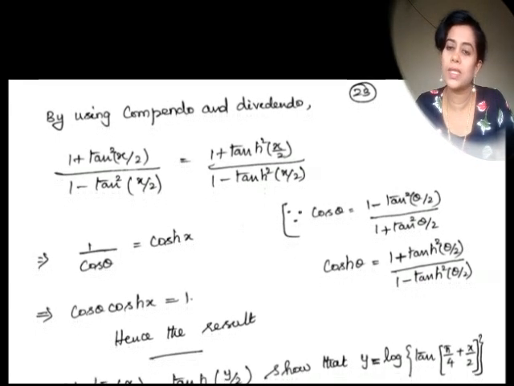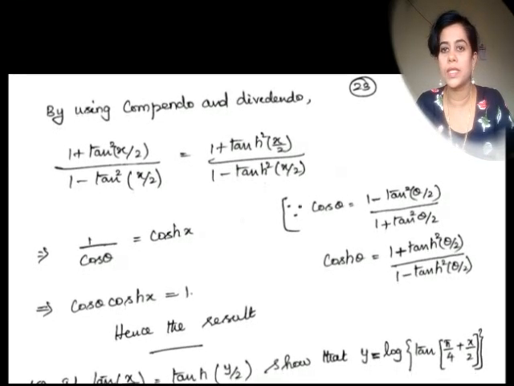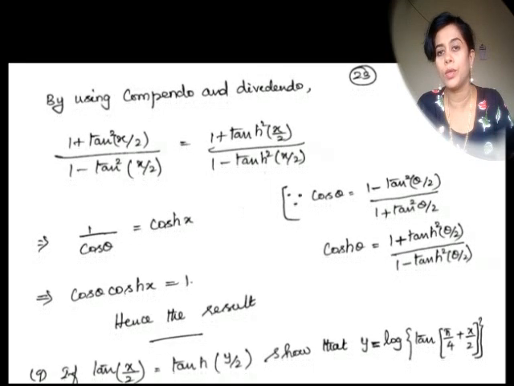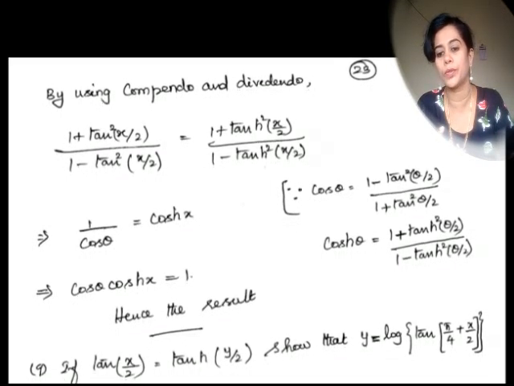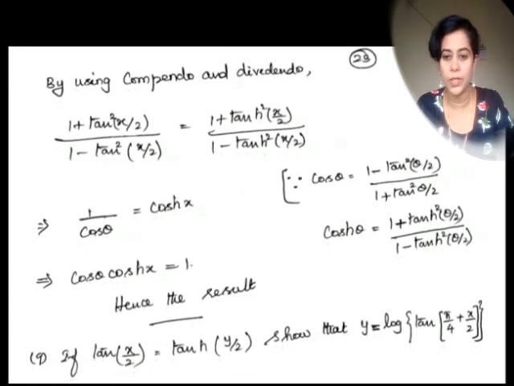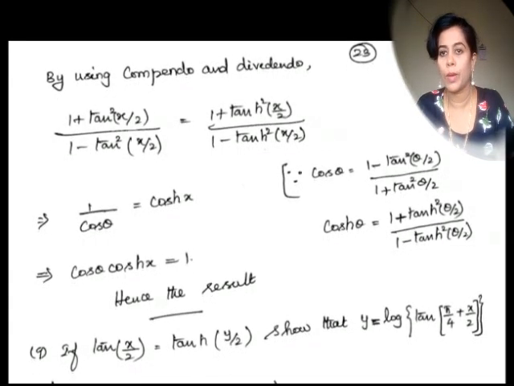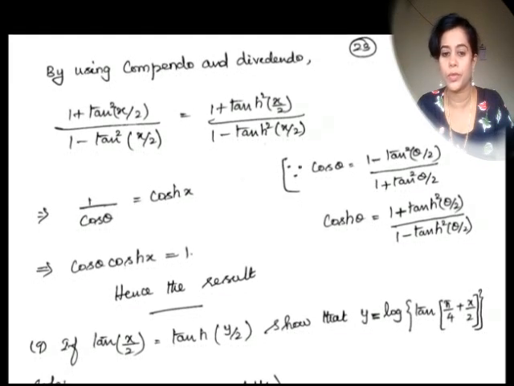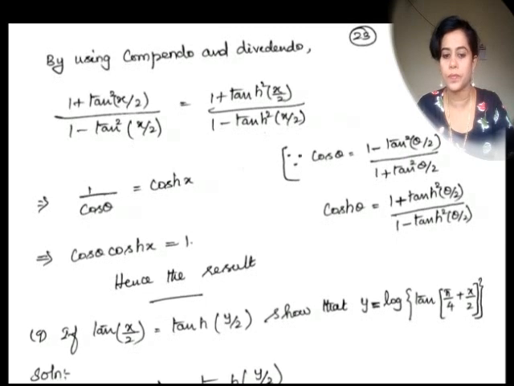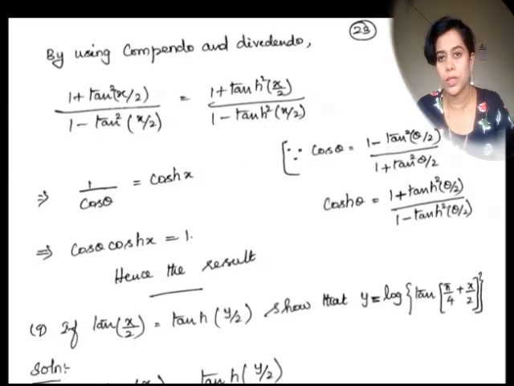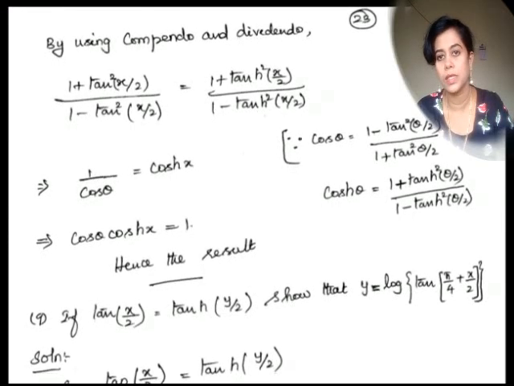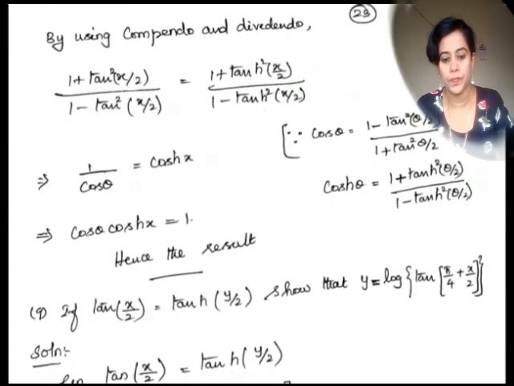What is this? This is by the formula of cos theta. Cos theta is 1 minus tan square theta by 2 divided by 1 plus tan square theta by 2. And similarly, the cosh theta formula is 1 plus tanh square theta by 2 divided by 1 minus tanh square theta by 2. So therefore, we are getting 1 by cos theta equal to cosh x. And taking the cross multiplication, we are getting cos theta cosh x is equal to 1. Hence, we proved the result.